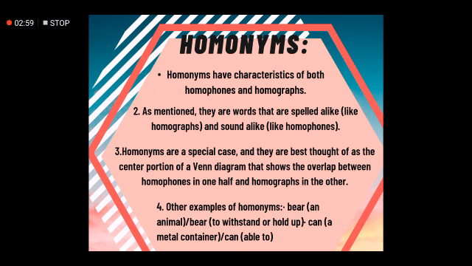Next, homonyms. Homonyms have characteristics of both homophones and homographs. As mentioned, they are words that are spelled alike like homographs and sound alike like homophones. Homonyms are a special case and they are best thought of as the center portion of a Venn diagram that shows the overlap between homophones in one half and homographs in the other.